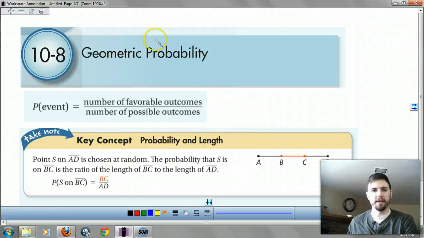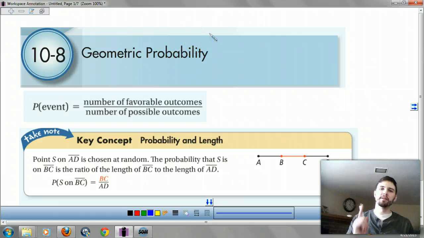Today we're looking at 10-8 geometric probability. Okay, we're gonna mix up probability and geometry. We're gonna have a little party.